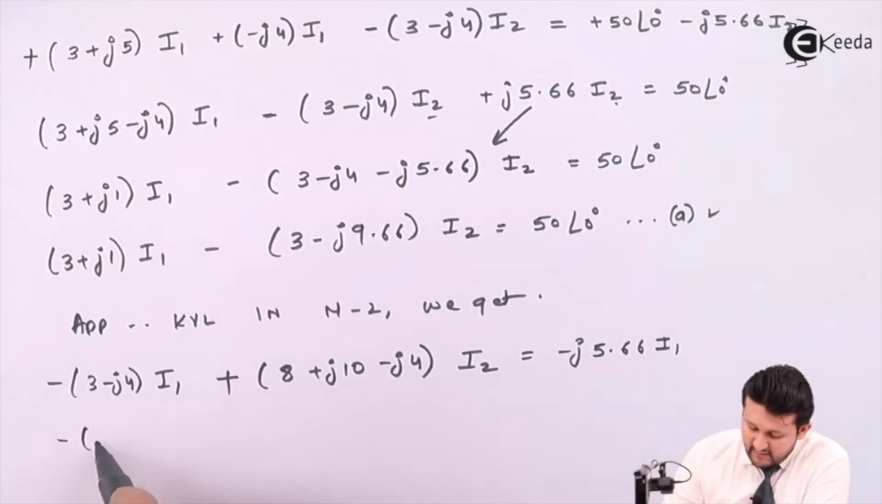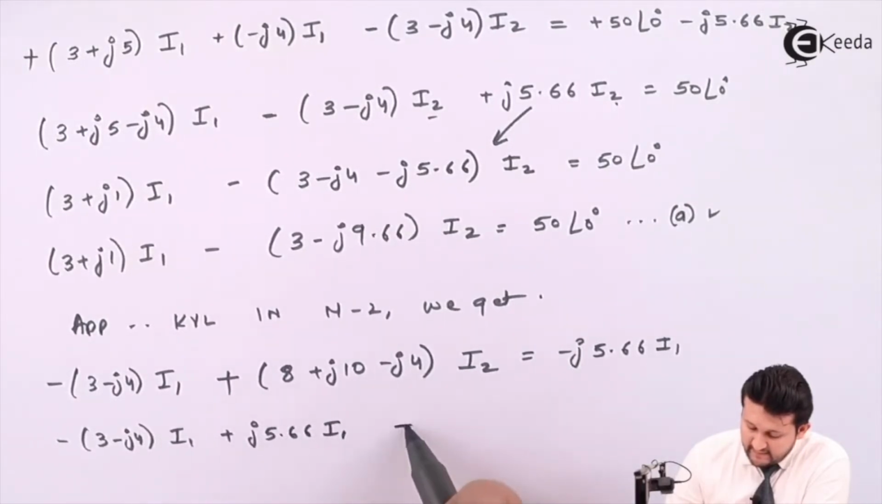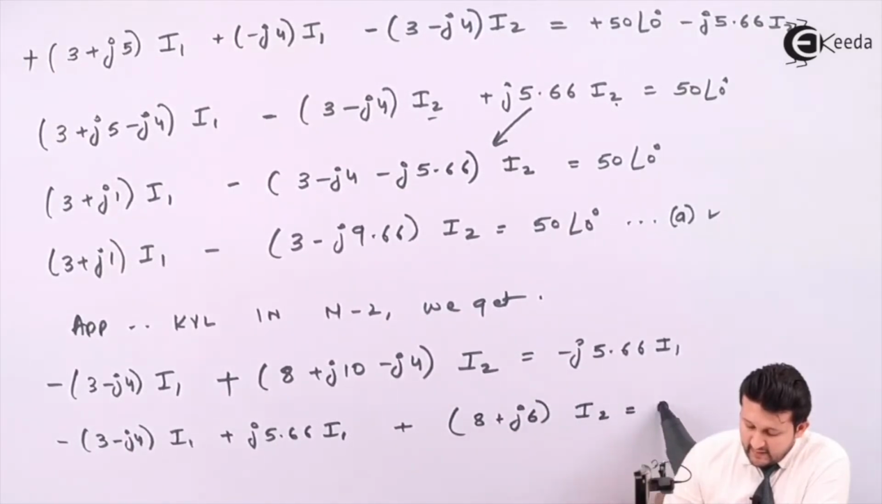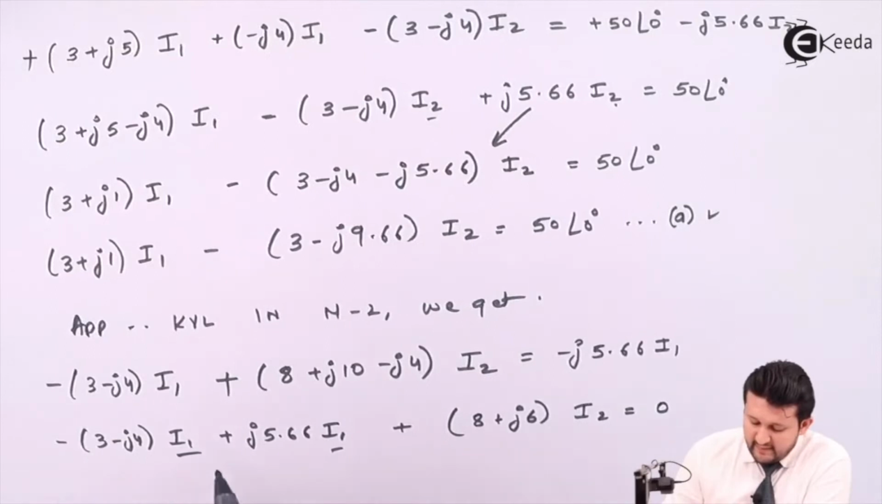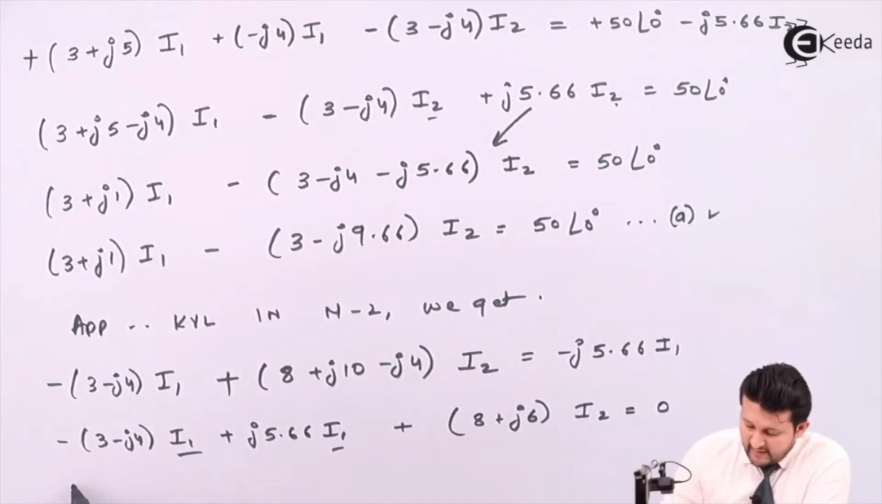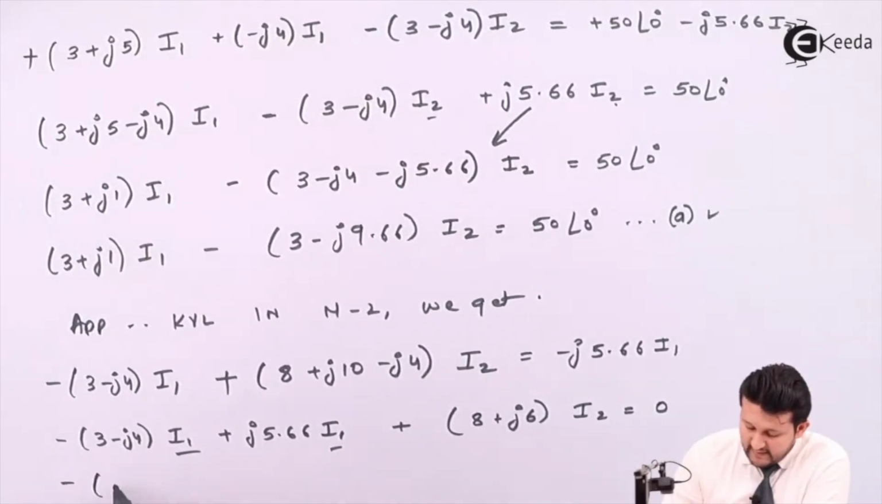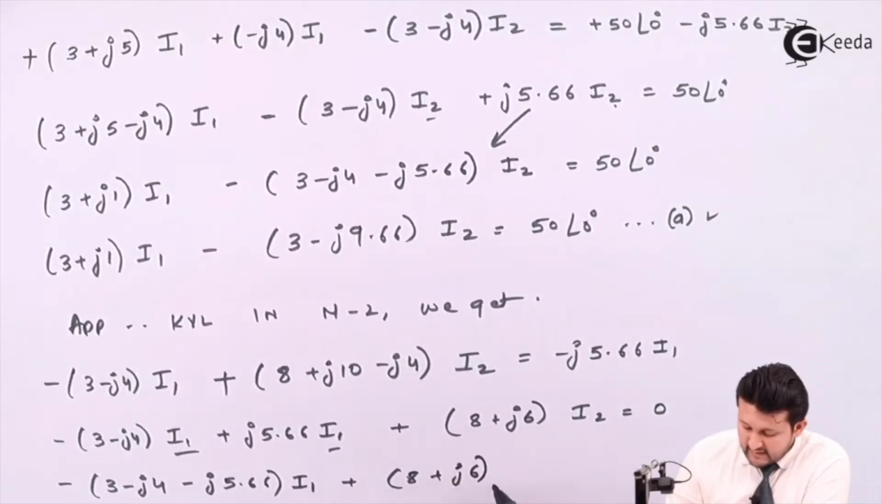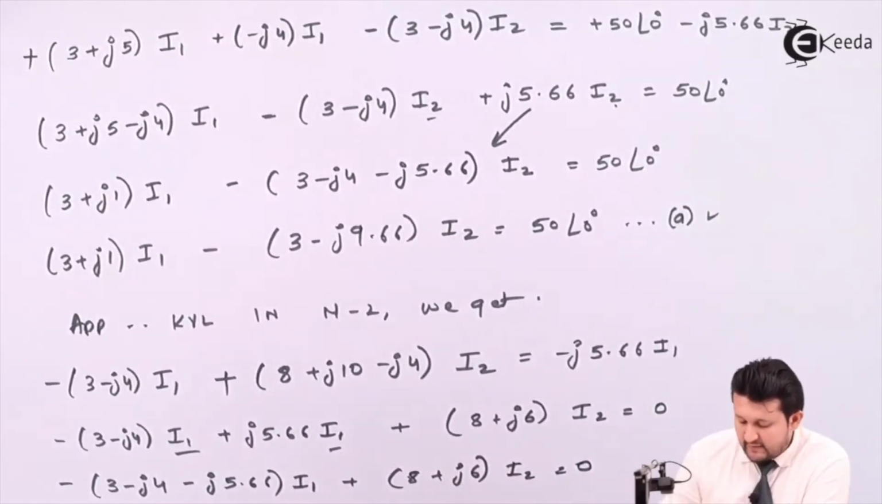Shift that side, so you'll get minus 3 minus J4 I1. This will be plus J5.66 I1 plus this will be 8 plus J6. This will be I2 equal to 0. I1, take it common. The term which you will be getting, my dear friend, over here it will be minus, take it common, 3 minus J4. Since the outer part is minus, you have to change this sign. So it is plus, it will be minus J5.66, take I1 as common, plus 8 plus J6 I2 equal to 0.